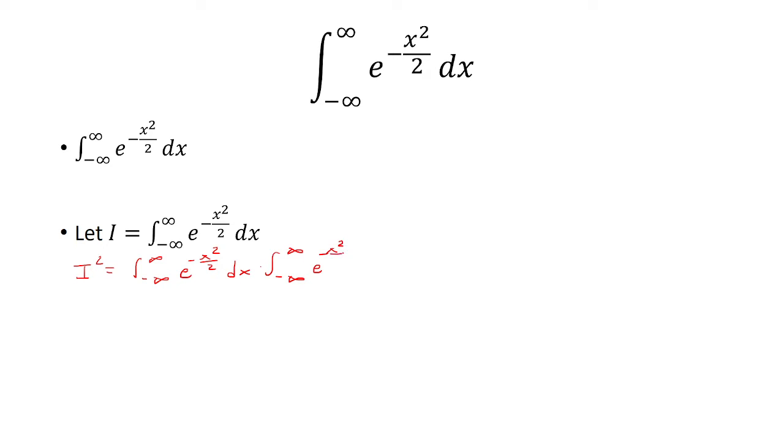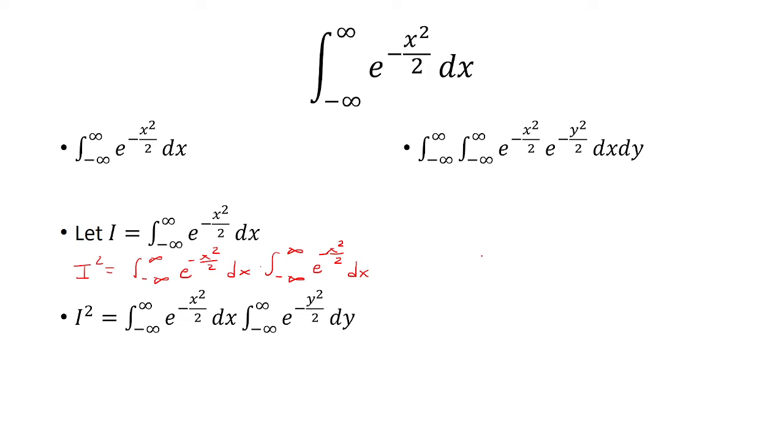Now, I can change the x in the second integral to be y. So instead of e to the negative x squared over 2 dx, we can have e to the negative y squared over 2 dy. And this is equivalent because all I'm changing is the variable. I'm still integrating from the same negative infinity to positive infinity.